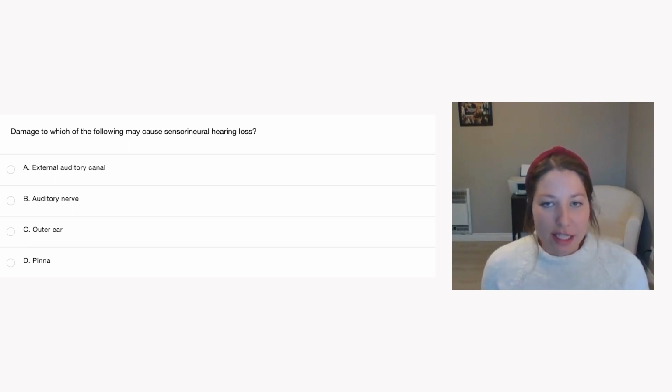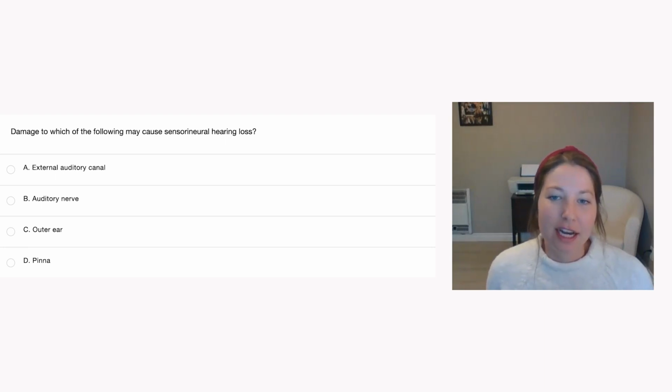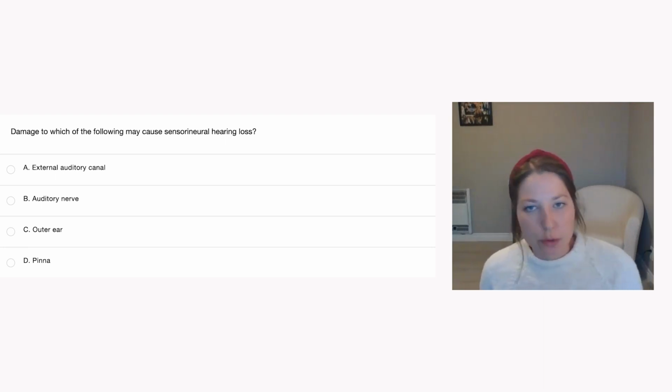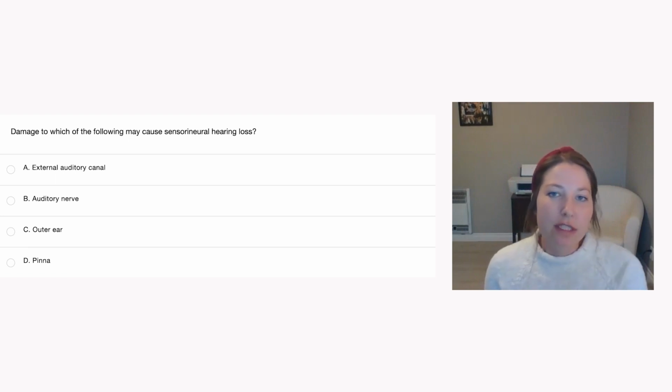But in this question, what we need to do in particular is know the difference between sensory neural hearing loss and conductive hearing loss. So sensory neural hearing loss is caused by damage to the auditory nerve or the inner ear. So that's why answer B is correct, because that's what causes sensory neural hearing loss. A good way to remember sensory neural hearing loss: neural, nerve, auditory nerve. So using some of those mnemonic devices will help you with some of those recall questions.